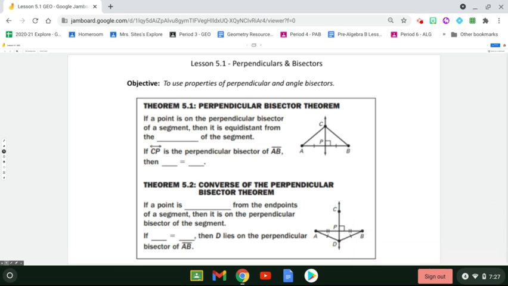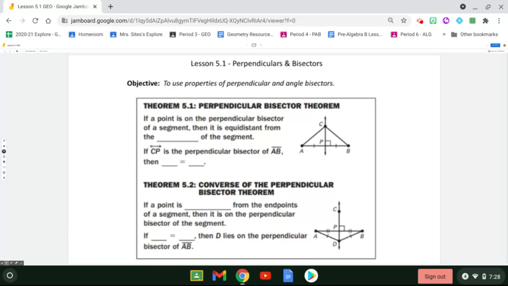Today what you're going to be working on is lesson 5.1, which is perpendiculars and their bisectors. So the first part of your lesson is going to focus on perpendicular bisectors. The overall objective of the lesson is to use properties of perpendicular and angular bisectors. For the first part of the lesson, we're going to concentrate on perpendicular bisectors. And the perpendicular bisector theorem is the first focus.